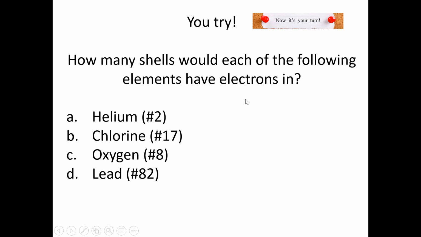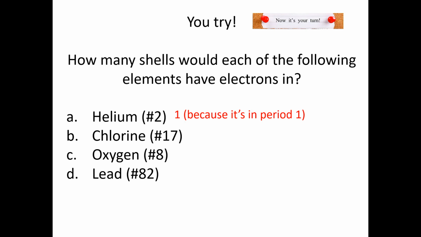How many shells would each of the following elements have electrons in? I want you to pause the video and use the periodic table off to the side to look at the period number that each of these atoms is in and figure out how many shells they would have electrons in.